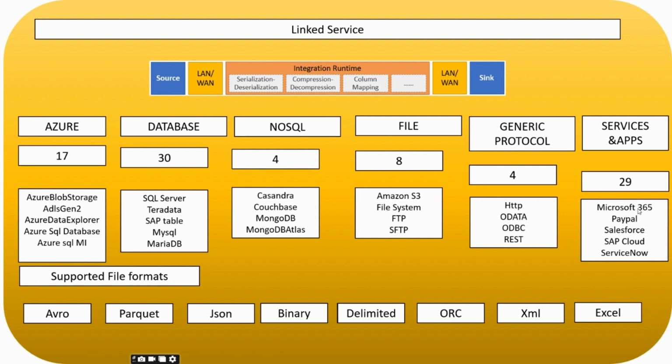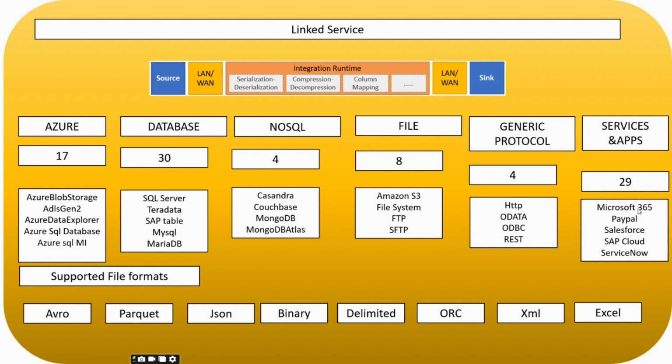Okay, so coming to the supported file formats, there are eight types of supported file formats as of today in ADF. First, Avro, Parquet, JSON, binary, delimited, meaning a delimited file, whether it's a CSV kind of delimited file, ORC, XML, and Excel. So these are all the file formats supported through a linked service.